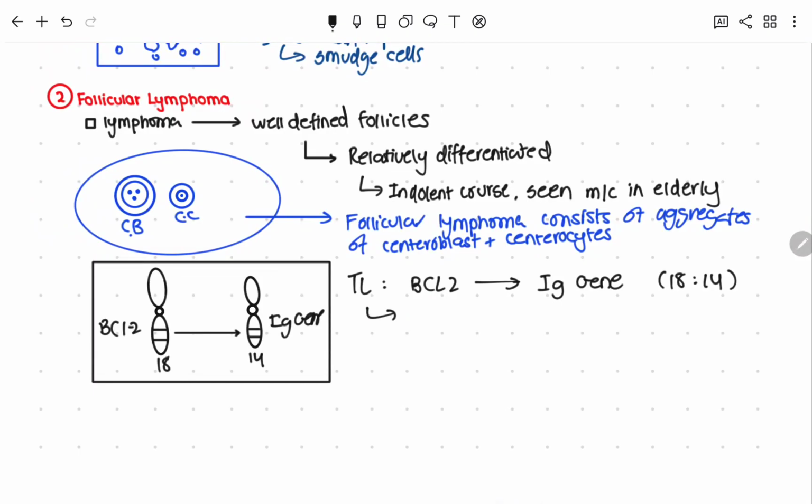And once this happens, you form a fusion protein that results in the prevention of apoptosis. And you'd remember why apoptosis was an important process taking place within the centroblast and centrocyte cell types, because you need the cell to be able to recognize an antigen and have a high enough affinity for these antigens. If these cells do not have a good affinity towards a specific antigen that they are supposed to be primed for, they are killed off through apoptosis. So what this BCL2 IG gene translocation does is that it produces a fusion protein that prevents apoptosis.